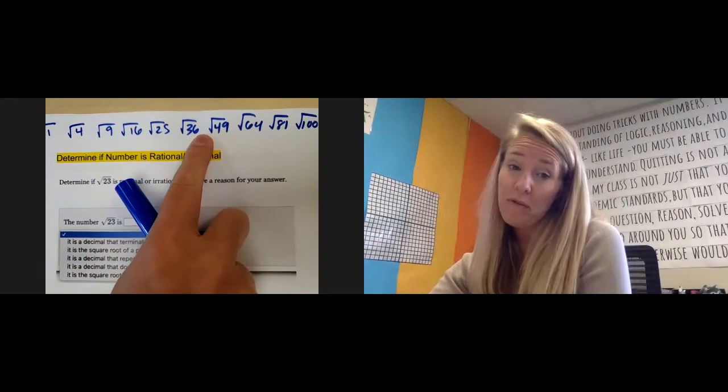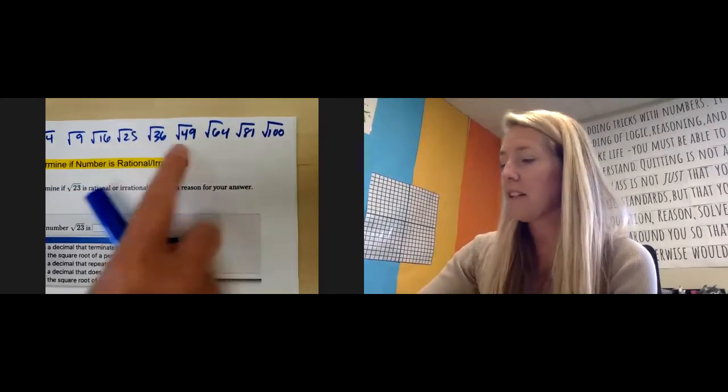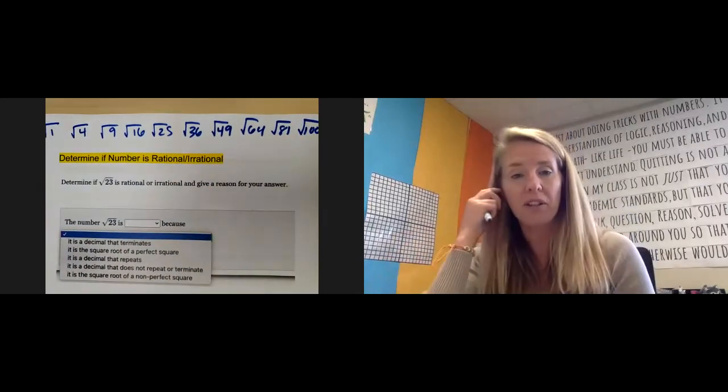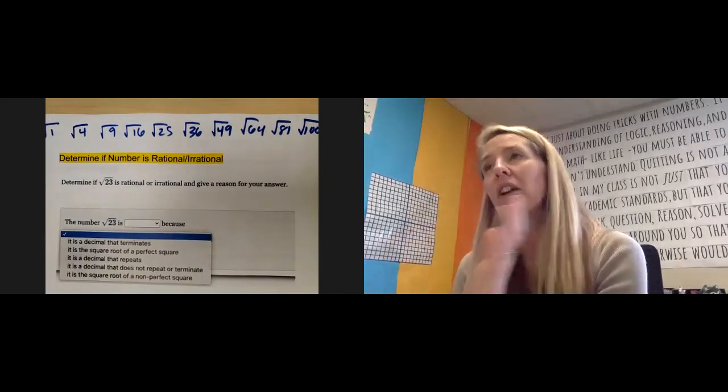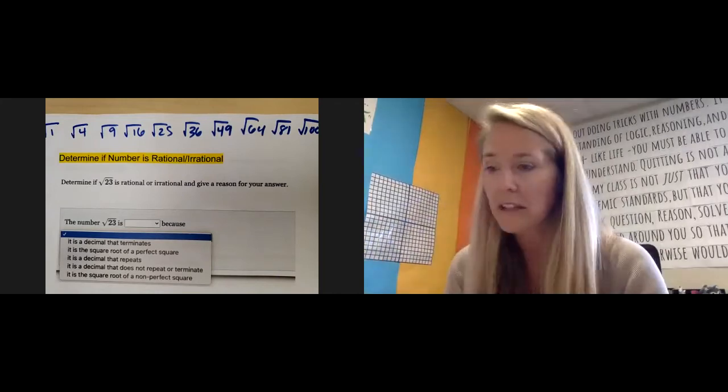Like I could say the square root of 37, or the square root of 11, or the square root of 83. Anything that's between those perfect square roots. Now again, there are other roots and other kinds of irrational numbers out there, but these are the ones that you need to know.